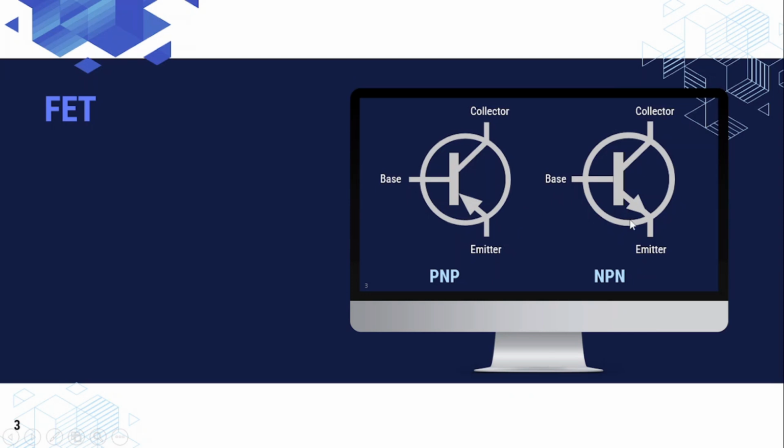The major difference is the arrow mark. For PNP transistor, the arrow points towards the base from the emitter. For NPN transistor, the arrow points away from the base, to the emitter. Basically, the arrow indicates the direction from positive to negative.